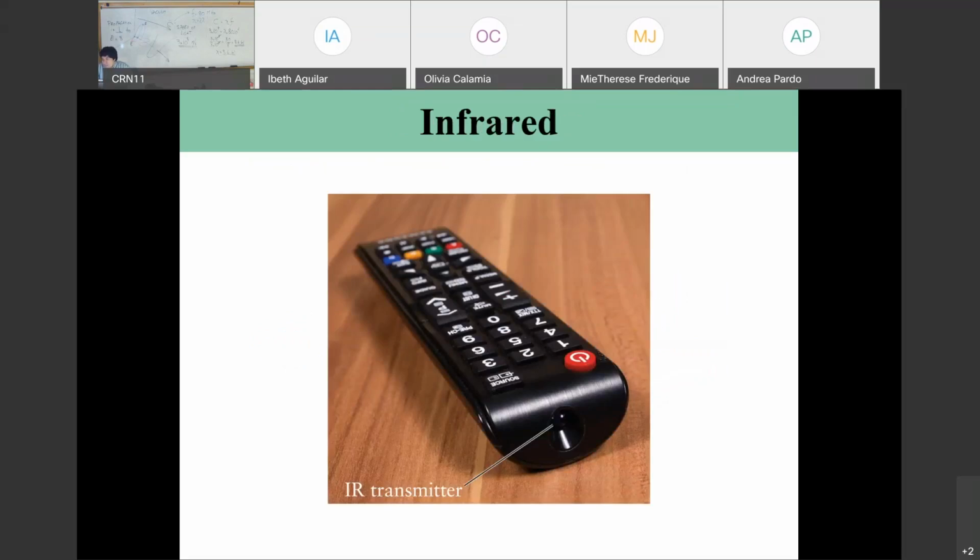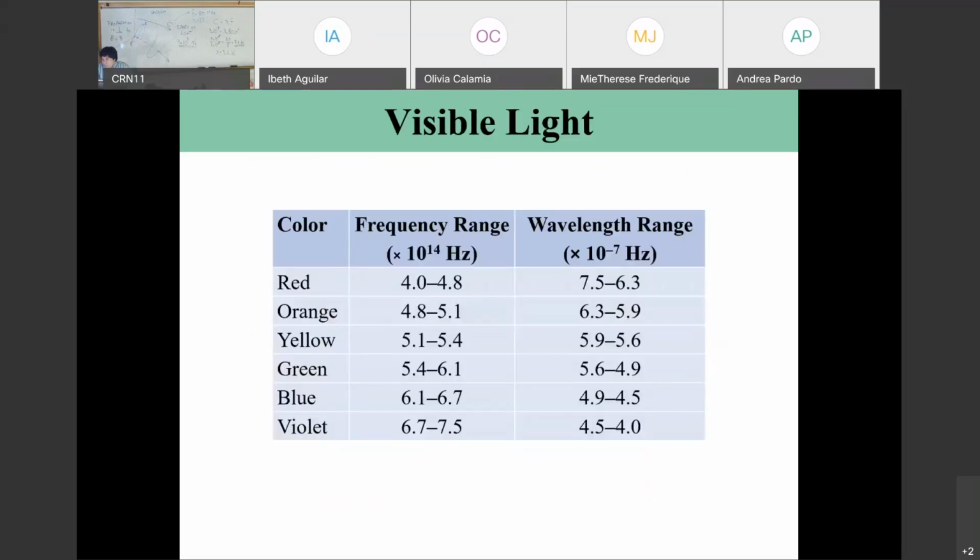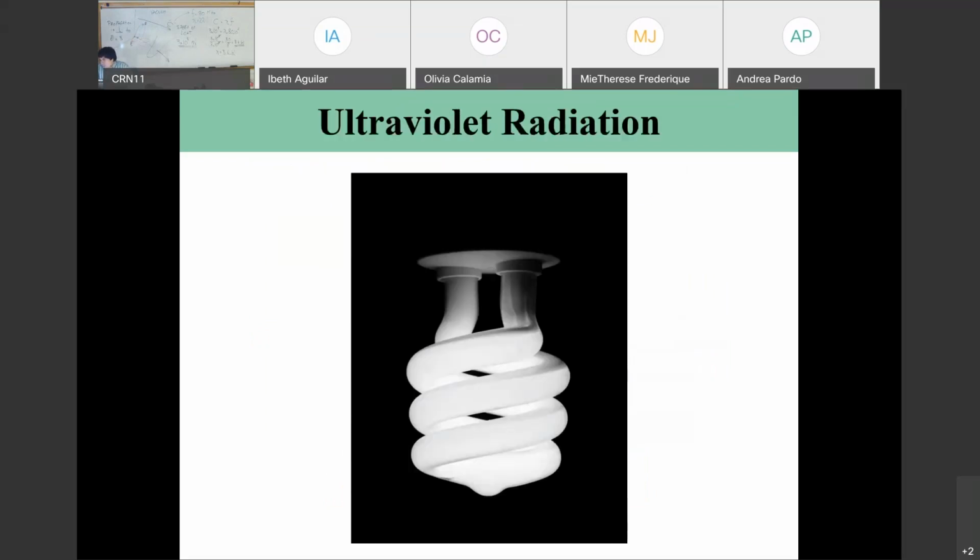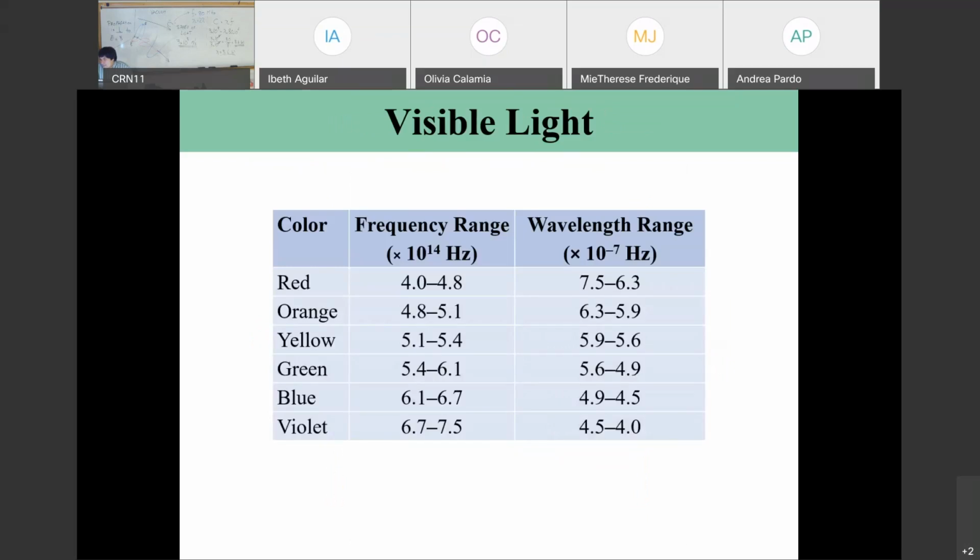There is your IR transmitter, by the way. You don't need to memorize the range of values of frequency or wavelength. However, as I said before, visible light has a range between 400 to 750 nanometers. All right?